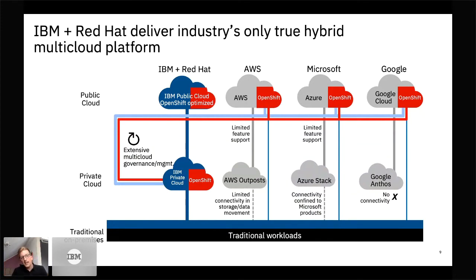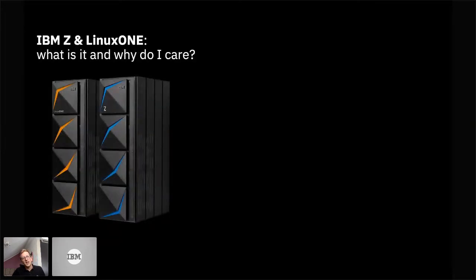So getting back to the traditional workloads, it leads me to the next section. For most of you who are not so familiar with IBM Z and LinuxONE, what is it actually, and why should it be important in the context of OpenShift.